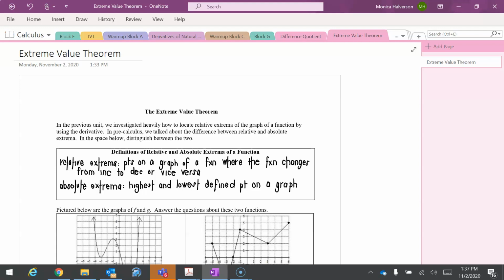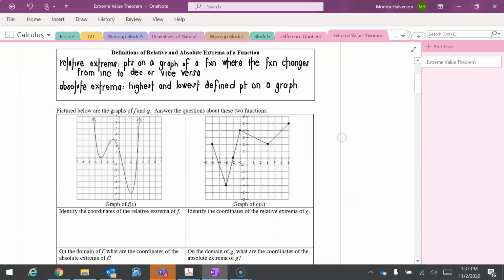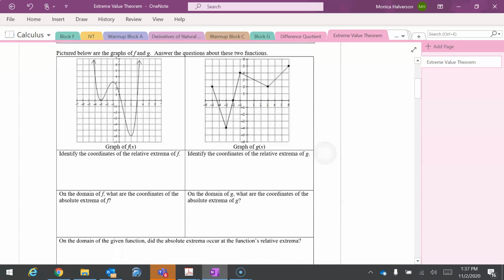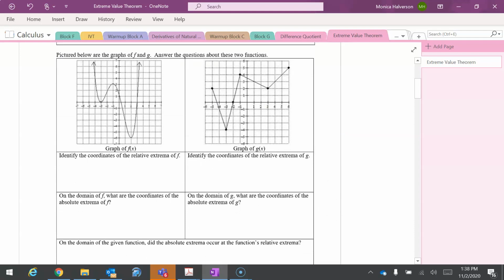Okay, so let's look at this first set of pictures. Below are the graphs of f and g. Answer the questions about these two functions. So let's look at the graph of f of x. Identify the coordinates of the relative extrema of f. So we could definitely say the relative mins, okay, which means that they go from decreasing to increasing, are at (-3, 0) and (2, -6). And the relative max, which goes from increasing to decreasing, is at (-1, 3).